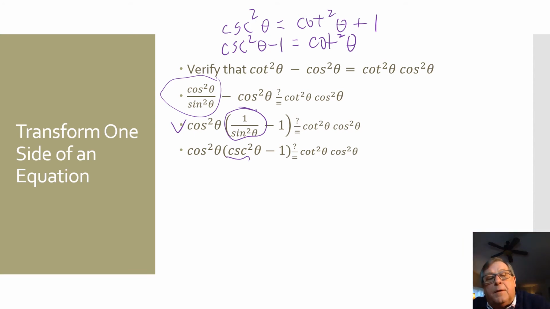Well, look what we got right here. I've got the cosecant squared of theta minus 1. And I can use that Pythagorean identity to say, well, the cosecant squared of theta minus 1 is equal to the cotangent squared of theta, which then leads us to our final verification. This is the cotangent squared of theta times the cosine squared of theta, and that does in fact equal the cotangent squared of theta times the cosine squared of theta. And we have verified the trig identity by transforming one side of an equation. How about that?